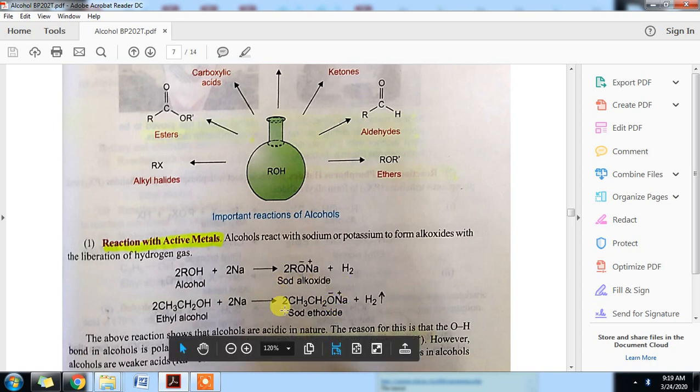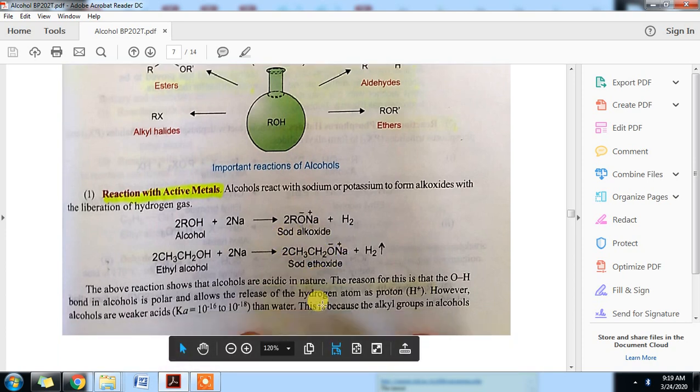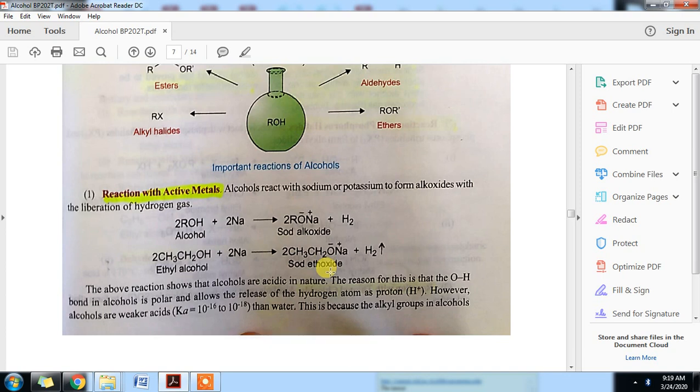So this is the sodium salt. Okay, you remember it that way. So see here, when ROH reacts with Na, it releases H2. So you can understand that it is forming one kind of salt, that is the sodium salt. Okay.